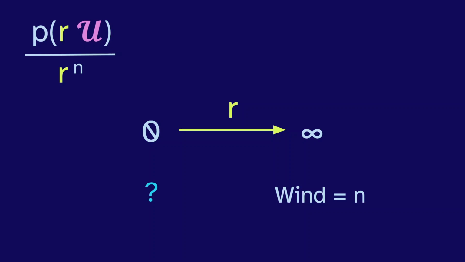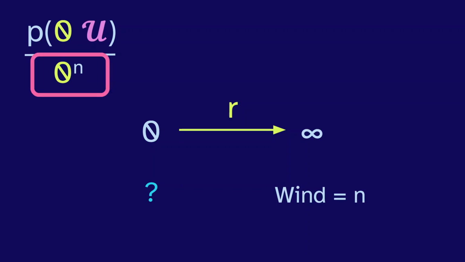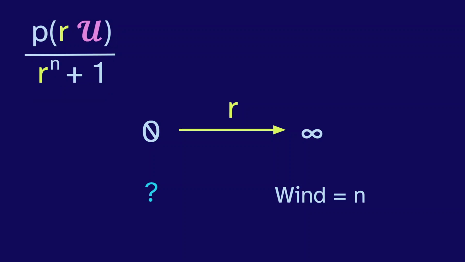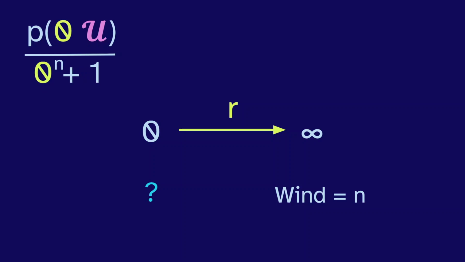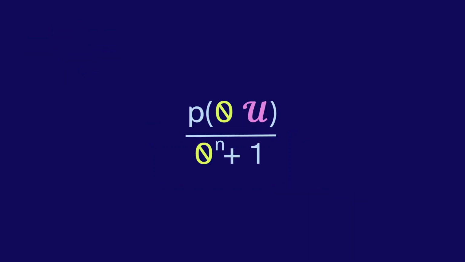But what about when r is 0? Well, here we have a problem, because if we plug in 0 in the top left, we get 0 to the n in the denominator. We can't divide by 0, but we can easily patch that up. We'll just add 1 to the denominator. This doesn't change the result for infinity, but it protects us in the case of 0. So now our denominator is just 1, which means we can ignore it.